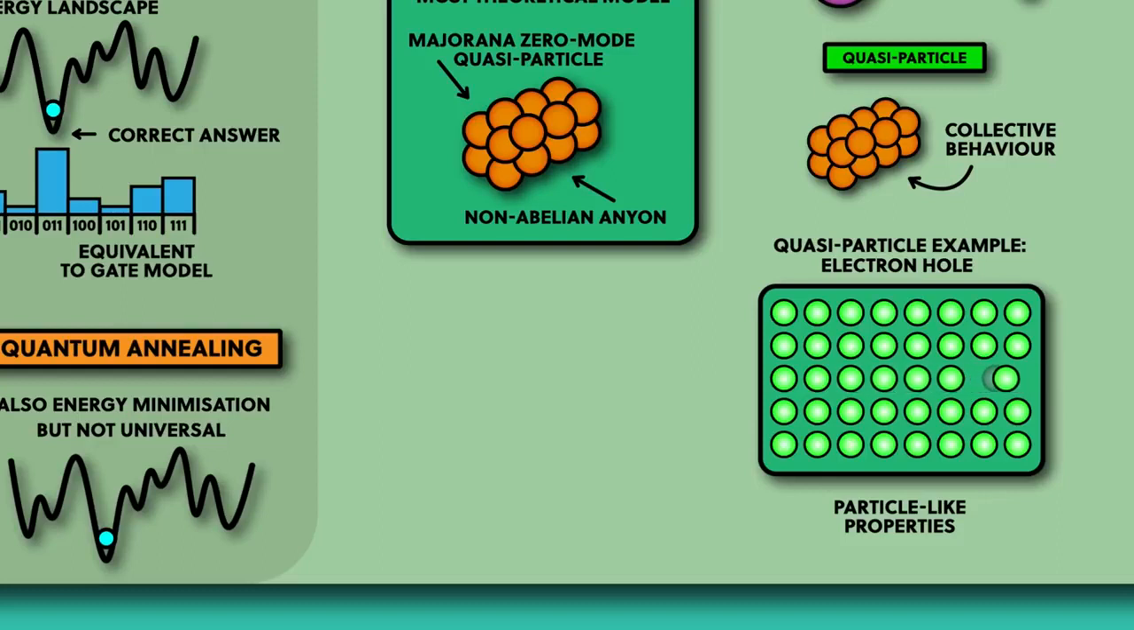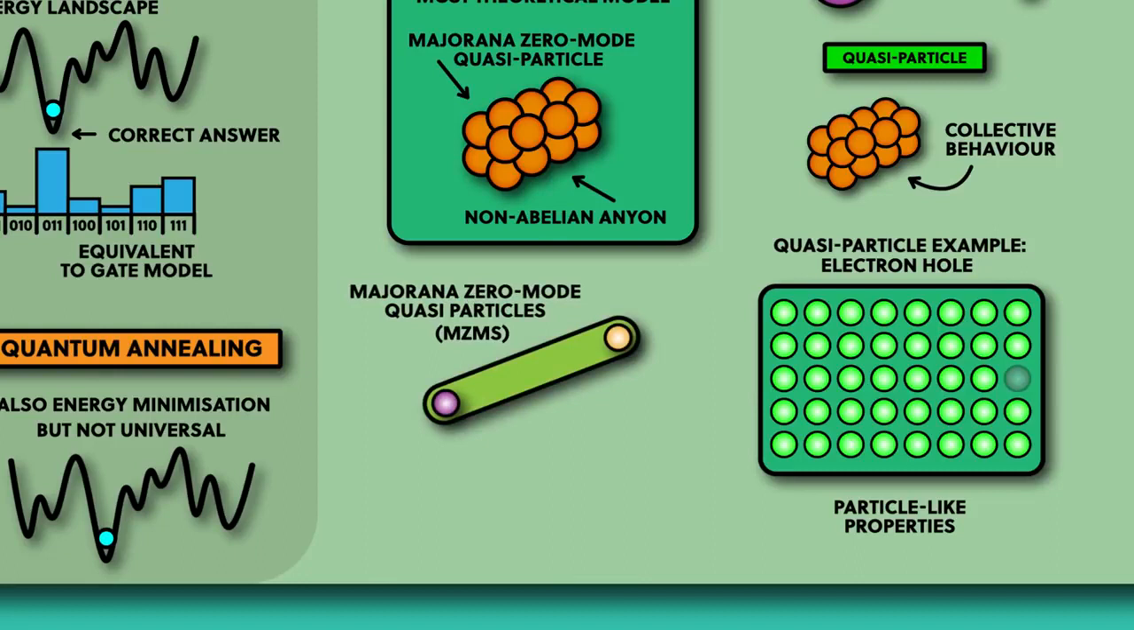In condensed matter physics, there are a large range of different kinds of quasiparticle, and a Majorana zero-mode quasiparticle is an entity that's been theoretically predicted, but there's still significant debate over whether they've actually been experimentally observed or not. Now, the reason why physicists are excited about this model is because these quasiparticles are predicted to be a lot more stable than other qubits, because they're made from parts which are physically separated from each other.